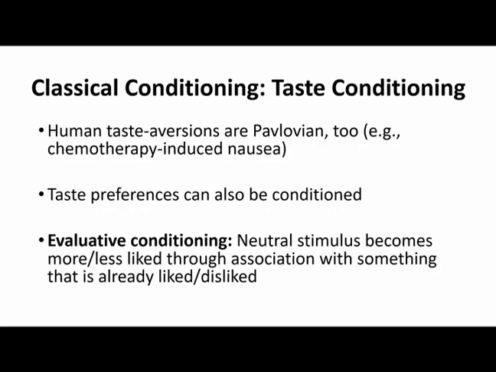Now, one of the biggest examples that you'll hear talked about when we talk about taste aversions in humans is chemotherapy-induced nausea, because this is a big problem. Individuals who go to chemotherapy tend to get sick. Nausea is one of the major side effects of chemotherapy. However, it can cause problems because if individuals are going for chemotherapy and then they're getting sick, then their bodies start associating that sickness with the things that they'd eaten earlier in the day.